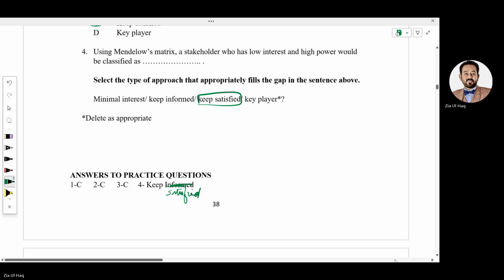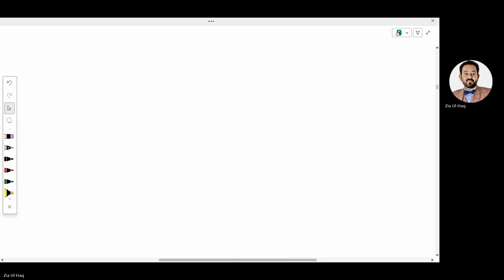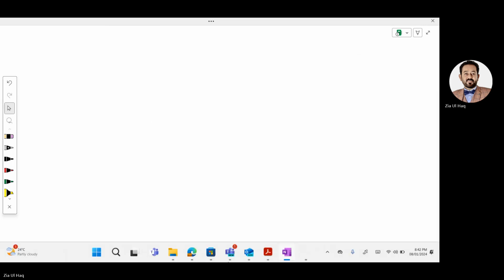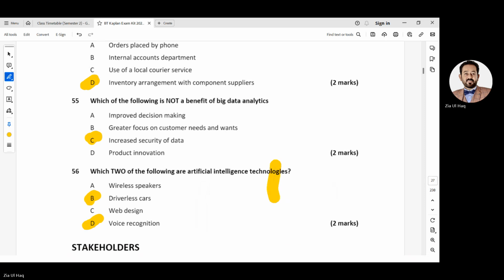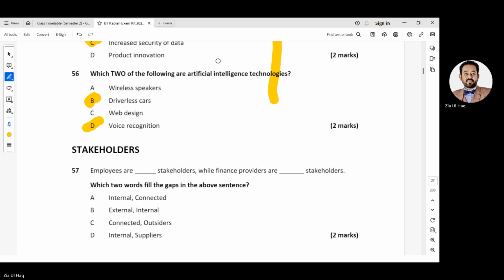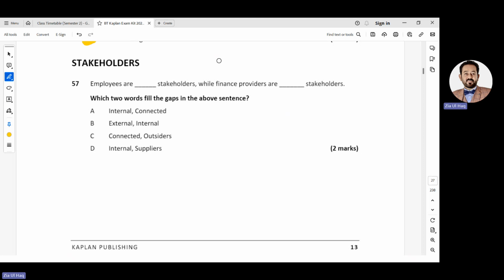Now moving towards MCQs from the kit. Employees are dash stakeholder, while finance providers are dash stakeholder. Where is internal, either A or D? Is a finance provider a supplier? No. So a finance provider could be connected, external, influencing decision making.